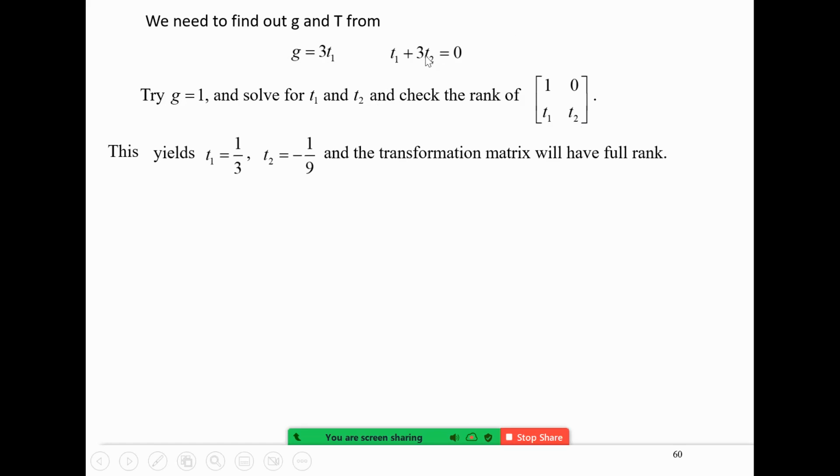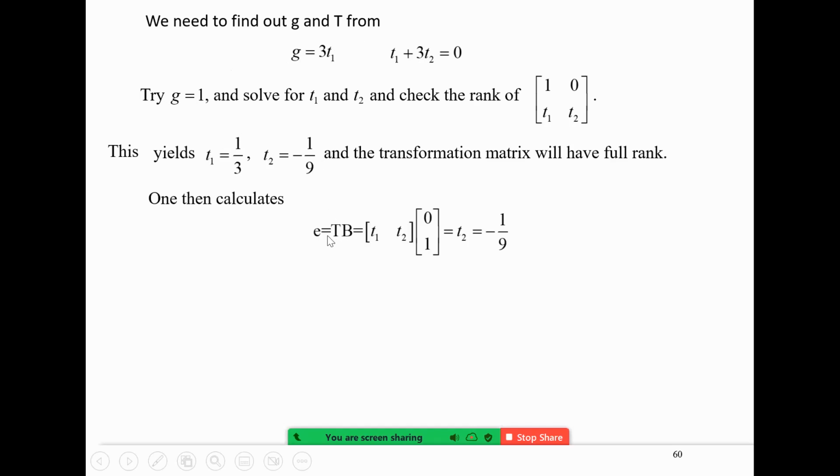The other way, you say, okay, I know T2 cannot be 0, so I can fix T2 equals 1, right? There are an infinite number of possibilities. You just pick any way you like. Just remember T2 cannot be 0. So that is the requirement. So in this way, we try G equals 1, we get T1, T2. Now you have two equations. You get two solutions, T1, T2.